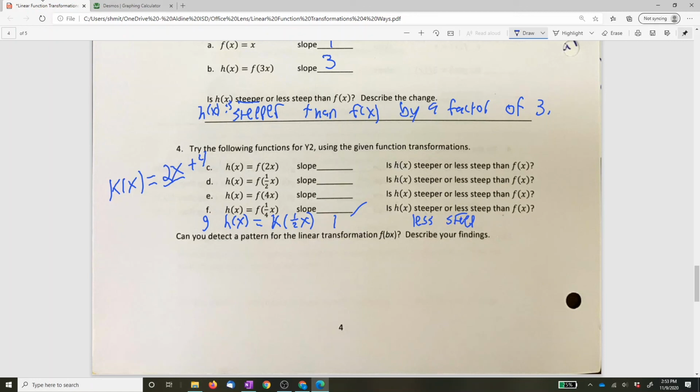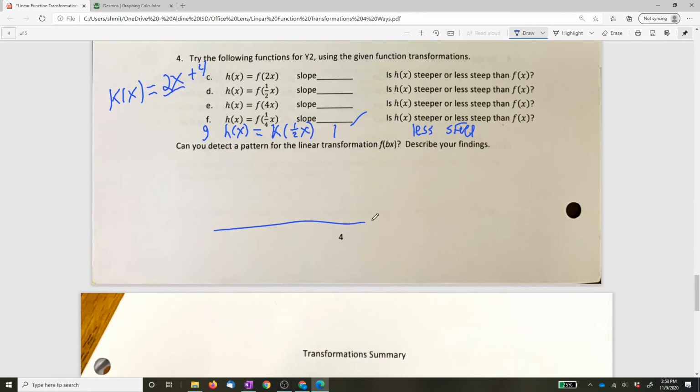Now let's talk about putting it all together on this last page of our notes. You do need to come up with your own conclusion right there after you fill in those 4 examples.